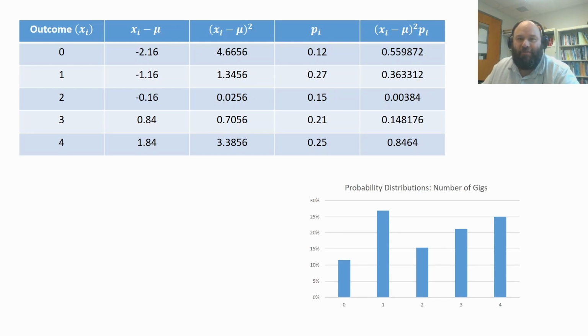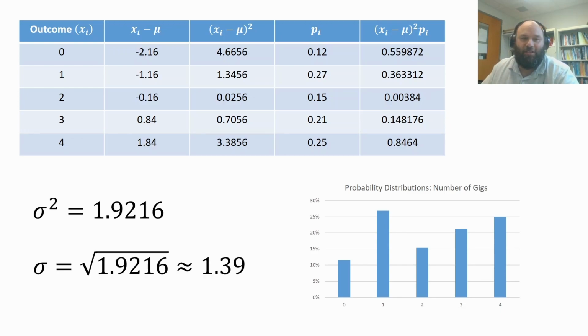And we get all 5 of these terms. And then in the last column, we take those numbers and we add them all up. That gives us sigma squared, which is our variance, 1.9216. But for our standard deviation, we take a square root, and that's approximately 1.39. What that tells us is something about how spread out these data are, or this probability distribution is.